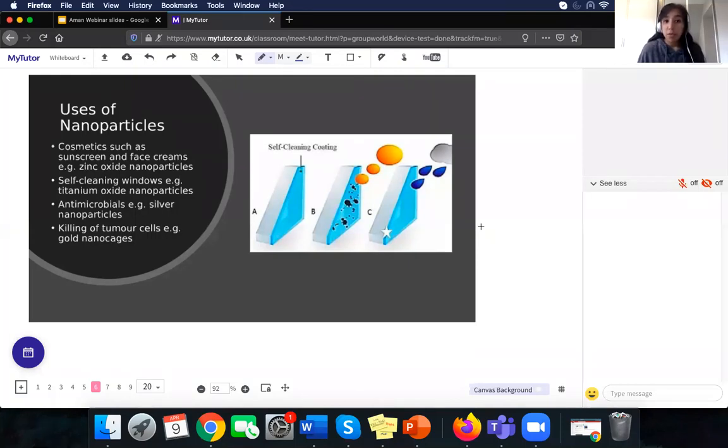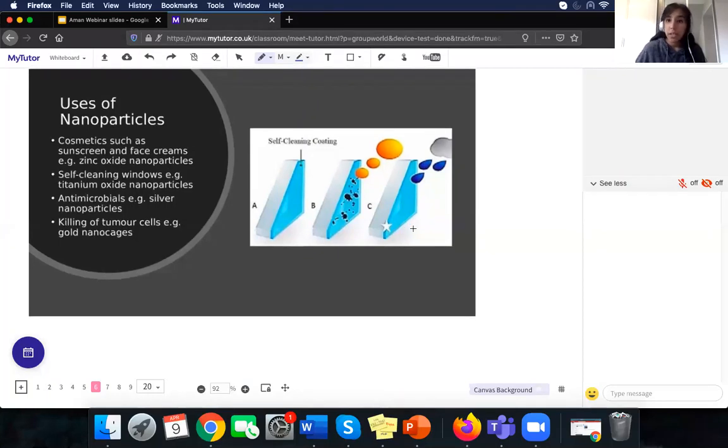Nanoparticles are really small. They actually reflect UV light a lot better, because remember I said there are more atoms on the surface of nanoparticles because they have that large surface area to volume ratio. That means they often reflect UV light a lot better than normal zinc or bulk zinc. And that's why we use nanoparticles in sun cream. They're invisible, they reflect UV light better, and often we need less of them.